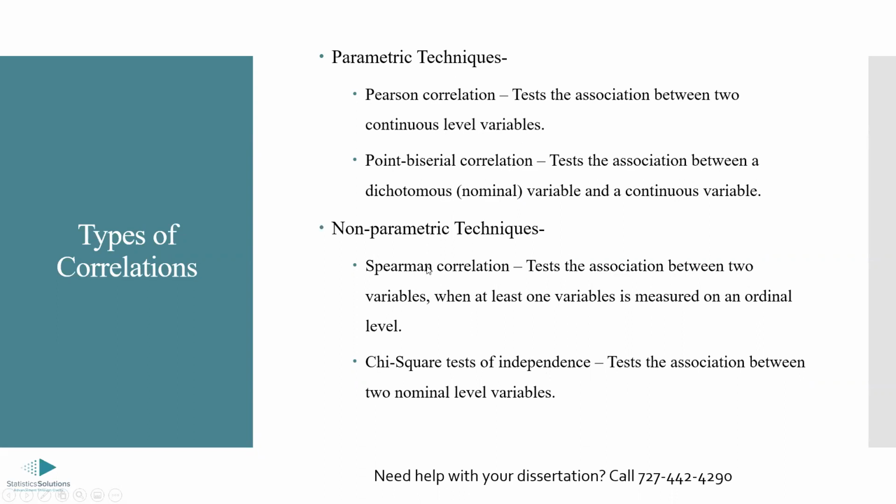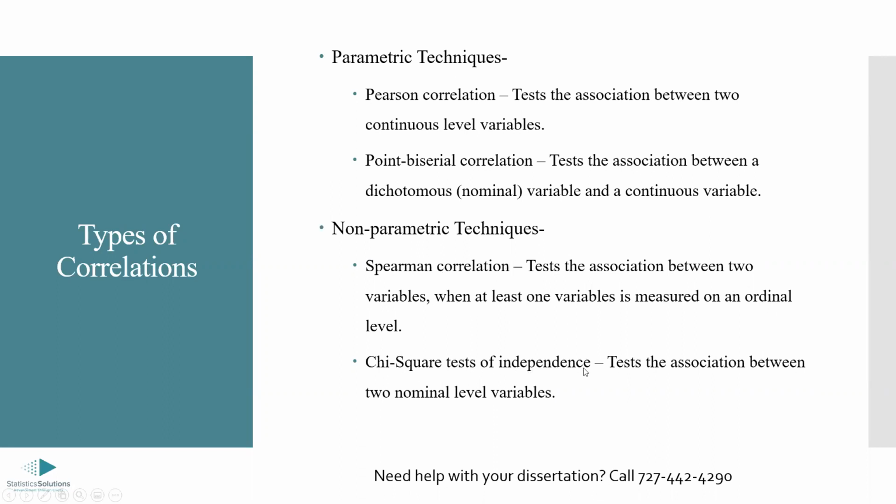So a Spearman correlation is used when you have at least one ordinal variable. It can also be used when you initially propose a Pearson correlation and the normality assumption is violated. You can then move to a Spearman correlation as a backup.